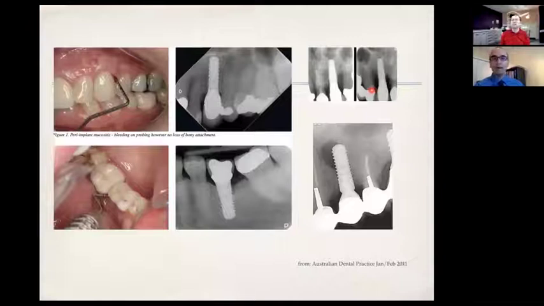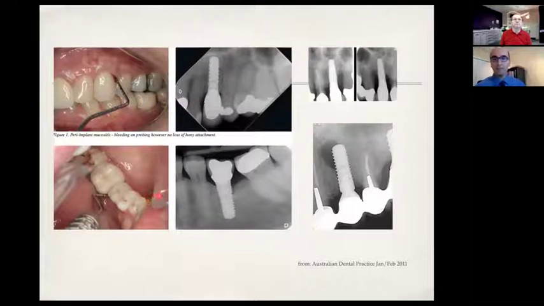So here I provided some images. As you see on the top left, we can see there is bleeding on probing, but there is no significant probing depth. So in this implant, when we look at the radiograph, it doesn't show any significant bone loss, but we have the bleeding on probing. It means that we have inflammation. And as you see, there is no loss of attachment, but inflammation exists. And this is defined as peri-implant mucositis.